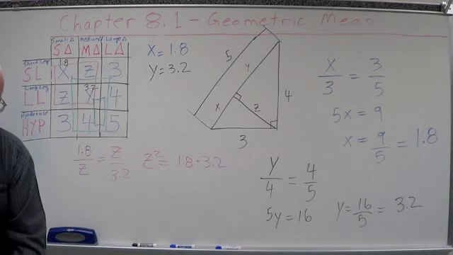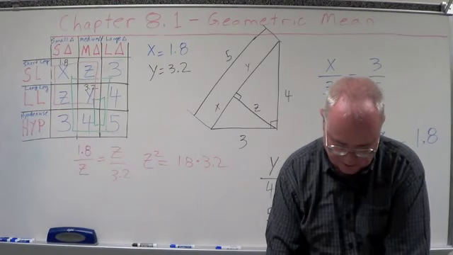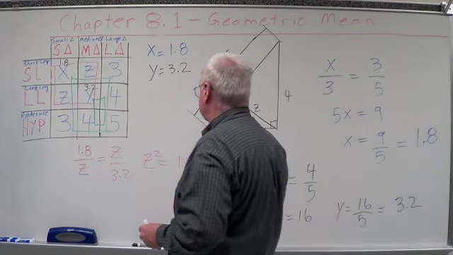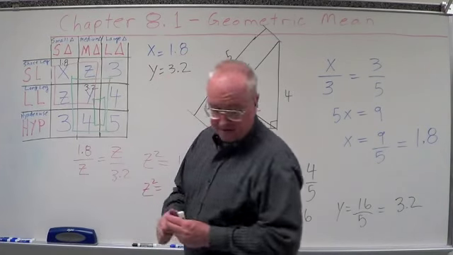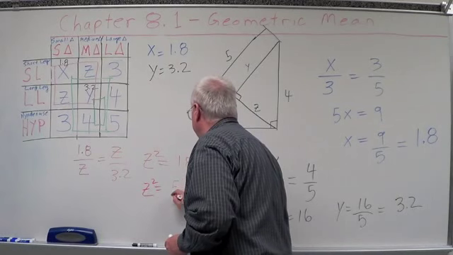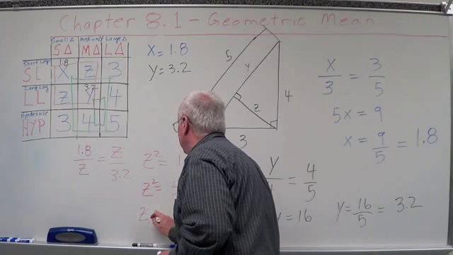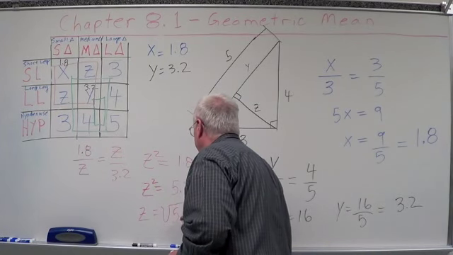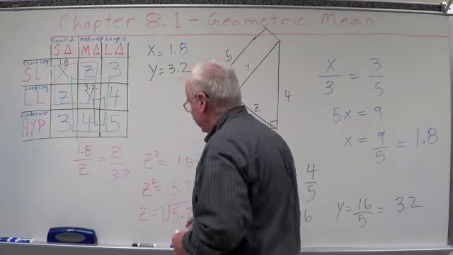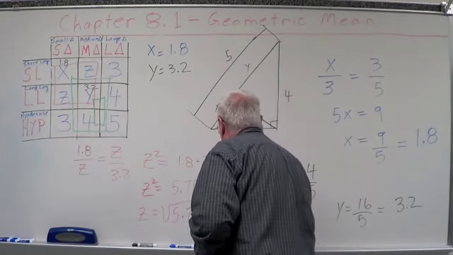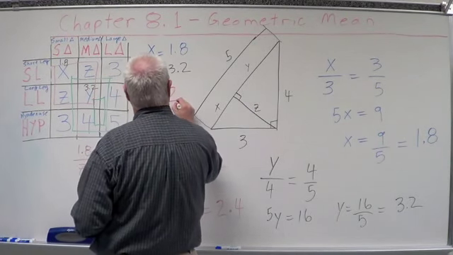Got an answer for that somewhere, I think. Oh, I didn't do that one, so let's do that. 1.8 times 3.2 equals, z squared equals 5.76. I don't want z squared, I want z. So z equals the square root of 5.76, which equals, I believe, 2.4. So what's our z equal? 2.4.